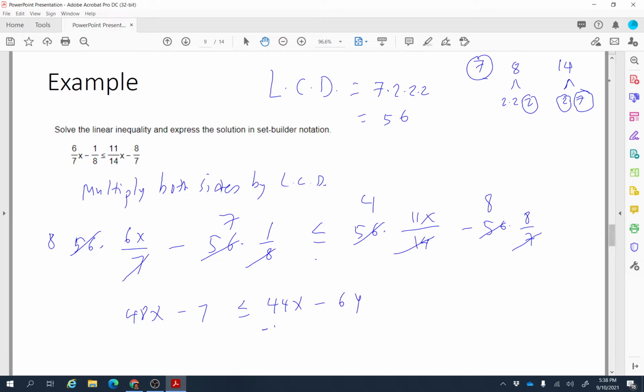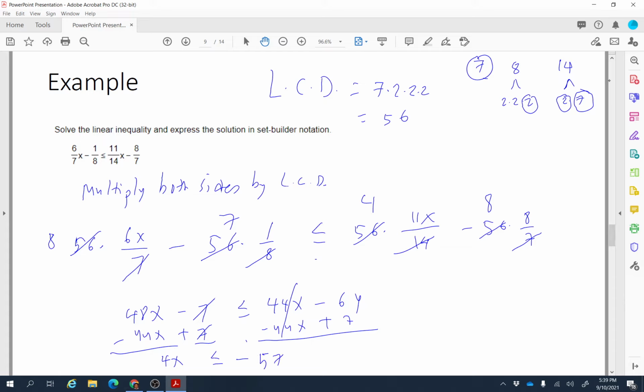Solve this inequality: just subtract 44x from both sides and add 7. Remember, we are trying to bring all the x's to the left side and all the constants to the right side. So that's why we have to subtract the x term from the right side, and then we have to add 7 to both sides. 48 minus 44 is 4x. Lesser equal, this goes to 0. 64 plus 7 is a negative. Negative 64 plus 7 is, what is that?